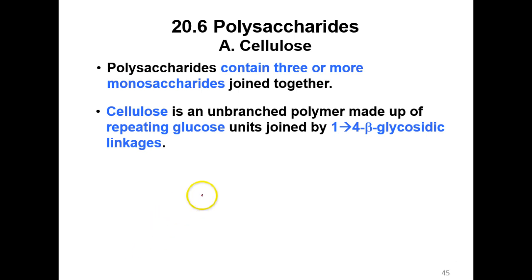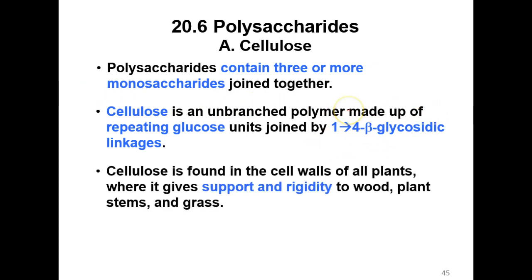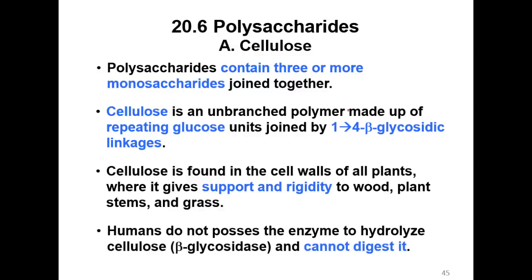That is a mouthful. Basically, this is a polymer. It's tons and tons of glucoses just joined, and they are in the beta linkage. These are found in cell walls of plants where it gives support and rigidity, such as wood, plant stems and grass. Humans do not possess the enzyme to hydrolyze cellulose because it's incredibly big, and the enzyme you need is called a beta glycosidase. However, we do not have that.